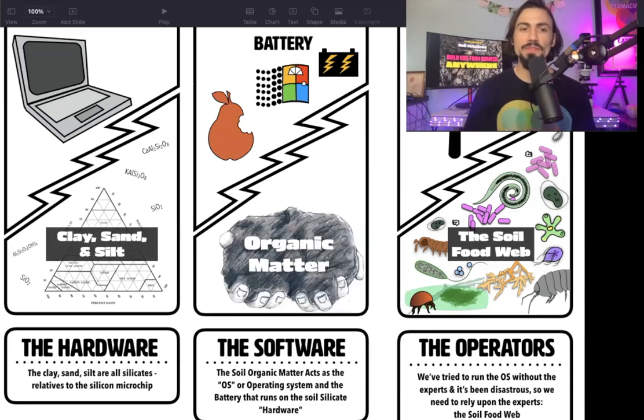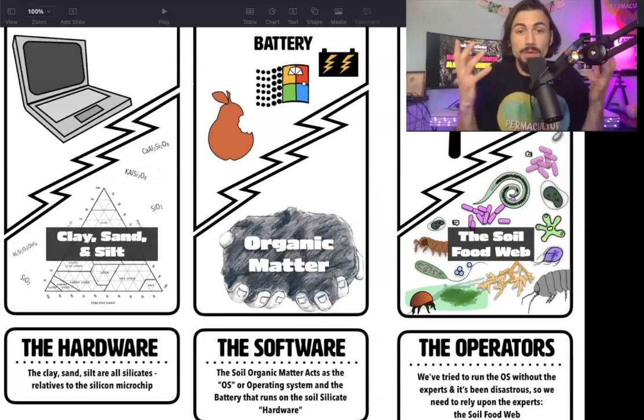So I figured that this metaphor is much more appropriate on multiple levels: the hardware, the software, and the operators. And there's a new layer to this that I will reveal today that hasn't been revealed. And it's critically important. And I think that for our generation, it makes a lot of sense. Your computer doesn't work without an operating system, Windows or Mac or Linux. It doesn't work.